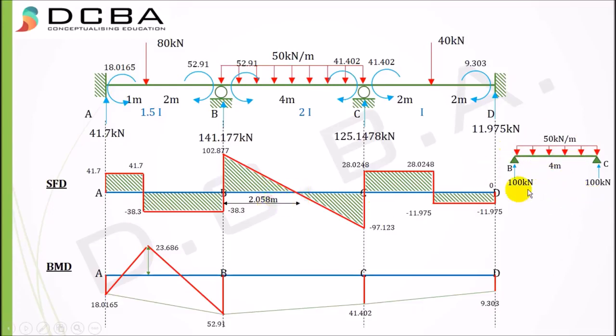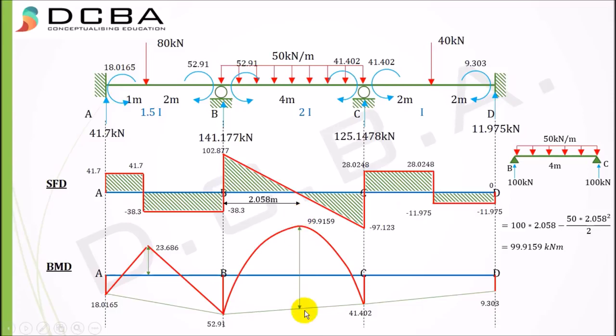So we'll find the moment at 2.058. How to find moment for a simply supported beam? It is 100 into 2.058 minus 50 into 2.058 square by 2, which will give me 99.9159 kilonewton meters. So we'll plot 99.9159 here, and again this value is this whole thing right from this line, and we require this ordinate, so we'll have to subtract this much value. And this value again from linear interpolation I get as 46.989, and the actual moment value is 99.9159 minus 46.989, we get it as 52.9268. This is my actual moment value.